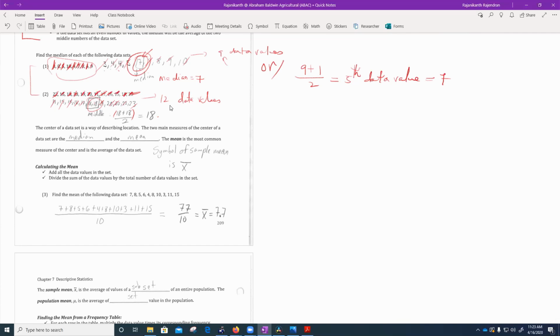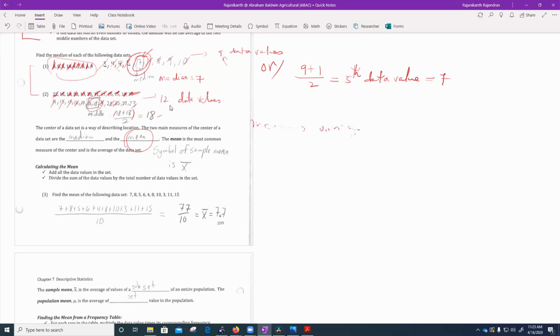Okay. Now let's move to the next one. That's one more measure we have here. That is called mean. The center of a data set is a way of describing the location. The two main measures of the center of the data sets are median and mean. Mean means average. Simply you are finding an average of the data set.